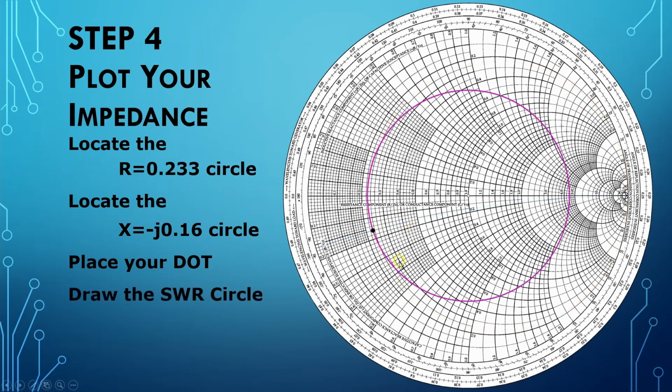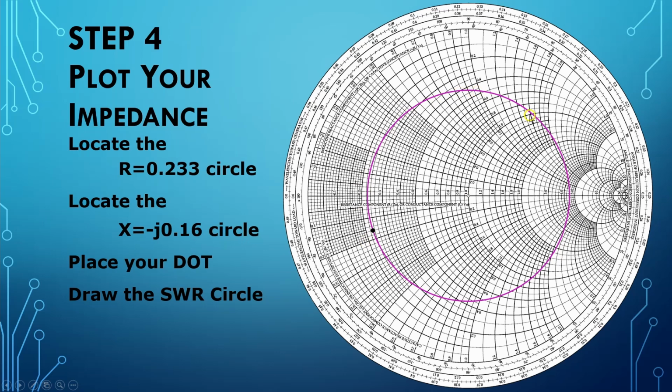The next step is to draw our SWR circle. So we take our compass, we stick the pointy part here, we got the pencil part right on our dot here, and we draw this circle all the way around like this.